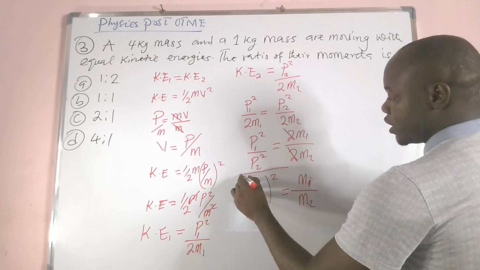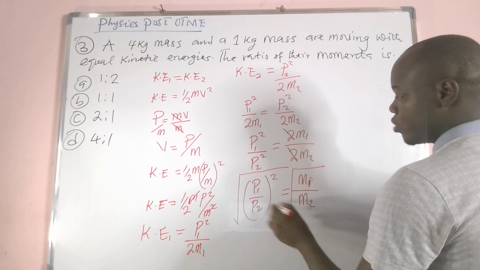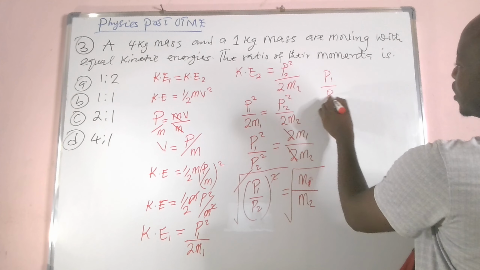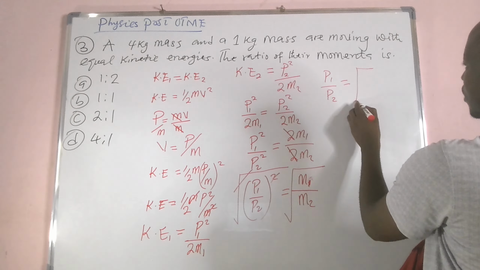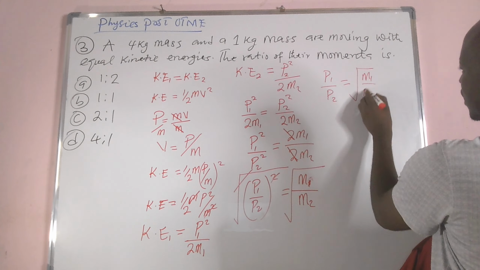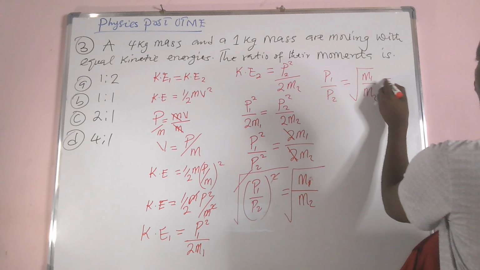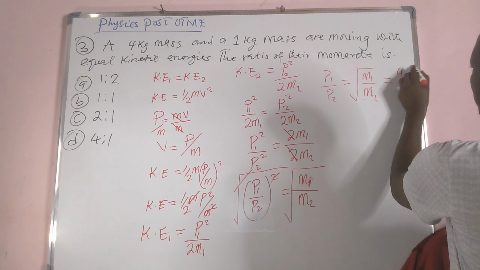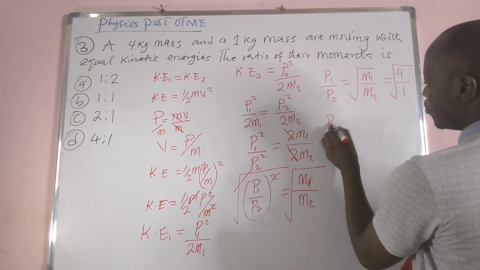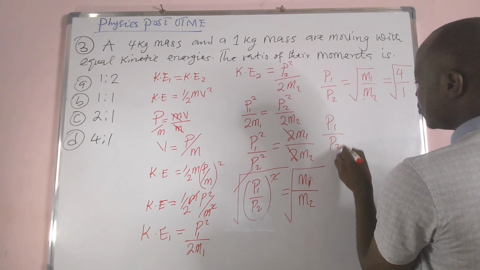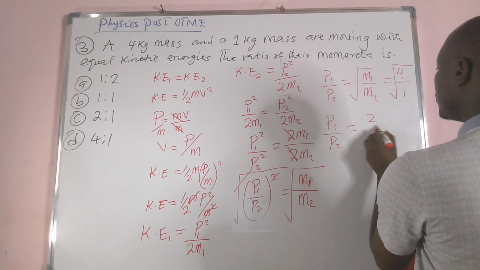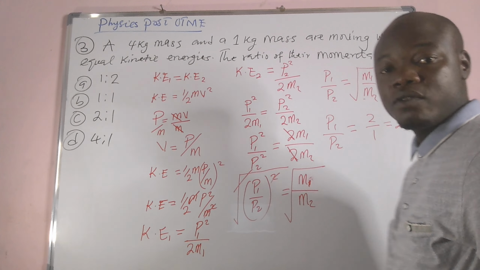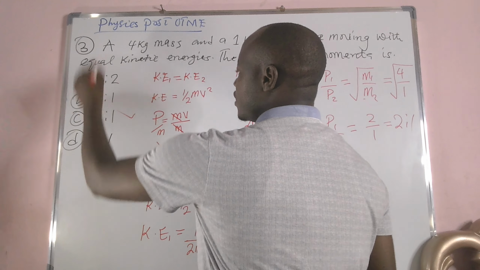This is squared, so we can take the square root of both sides. This will cancel this, and then we have P1 all over P2 is equal to the square root of M1 all over M2. M1 is 4 and M2 is 1. The square root of this gives us P1 all over P2 is equal to 2 all over 1. Therefore the ratio is 2 is to 1, so the answer to this is option C.